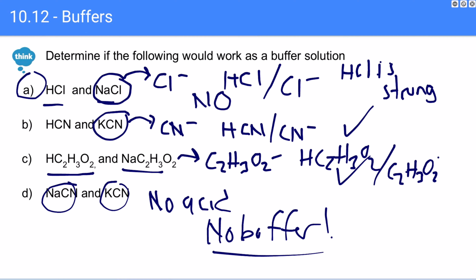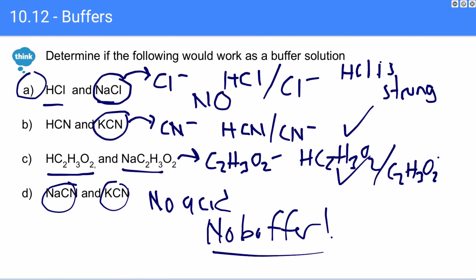HCN and KCN. KCN produces cyanide minus ions, so that gives us HCN and CN minus. They are a conjugate acid-base pair because they differ by a hydrogen, and HCN is weak, so that is a buffer. And then the third one is acetic acid, HC2H3O2, and sodium acetate, NaC2H3O2. That will dissociate and produce C2H3O2 minus ions, so we end up with HC2H3O2 and C2H3O2 minus. That is a conjugate acid-base pair, and it's a weak acid, so that would be considered a buffer solution. And then lastly, we have NaCN and KCN, and there's no acid there. And when we don't have an acid, we don't have a buffer.